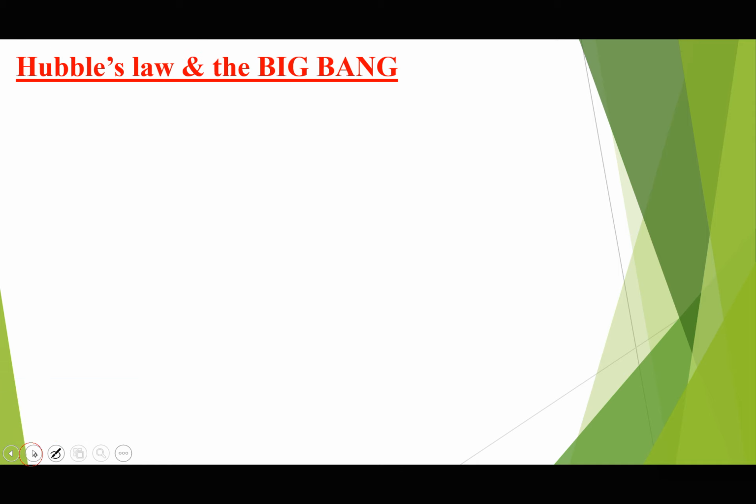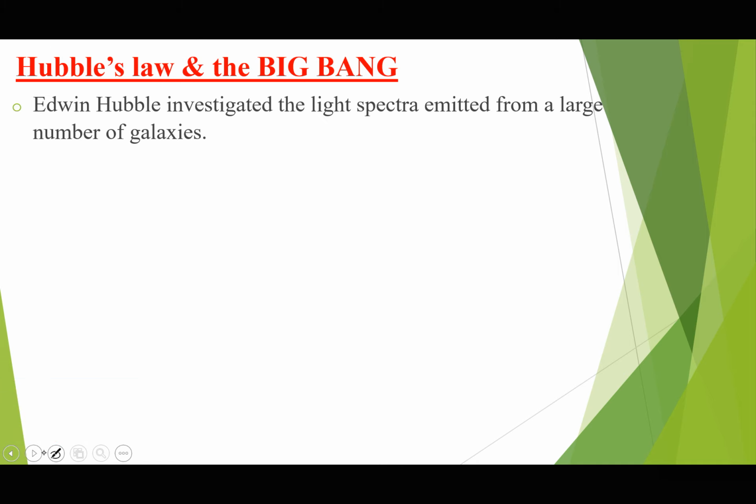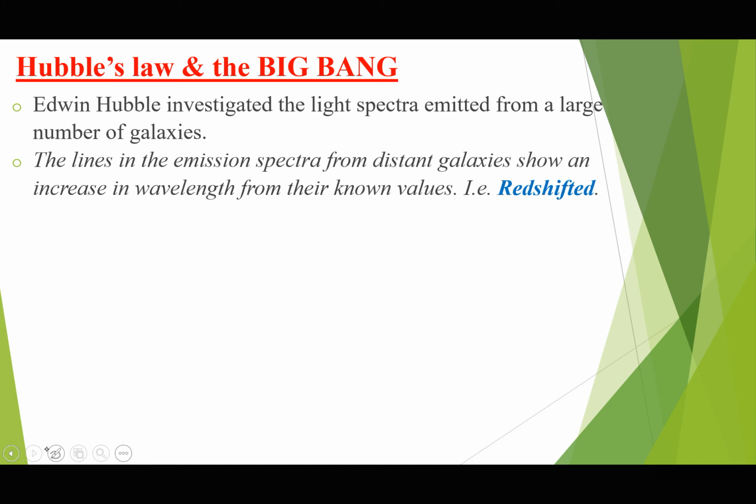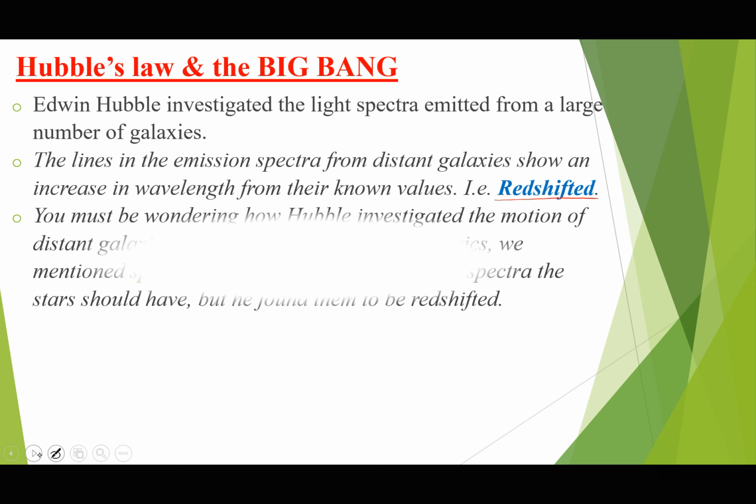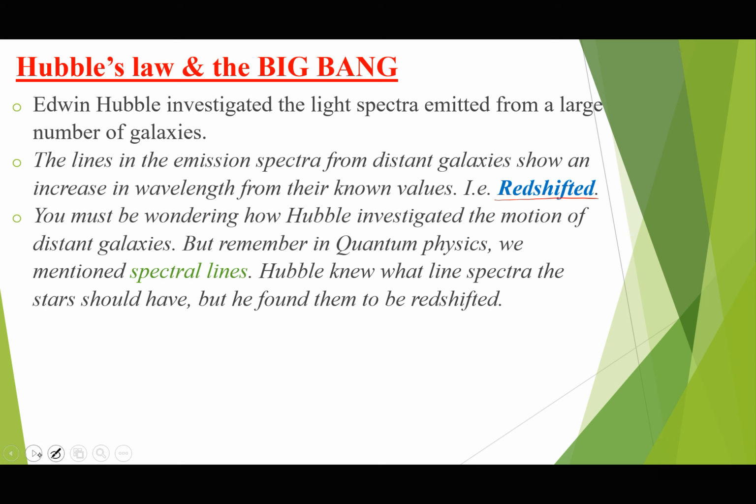So, Edwin Hubble investigated the light spectra emitted from a large number of galaxies using what we call the Hubble telescope. And his observations showed that the lines in the emission spectra from distant galaxies show an increase in wavelength. In other words, the wavelength of the spectral lines was increasing or had increased. That's what we call redshifted. So Edwin's observation showed that the wavelength of the spectral lines in light coming from distant galaxies is redshifted.